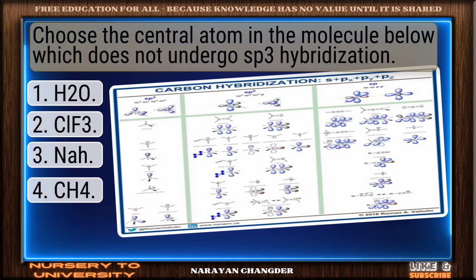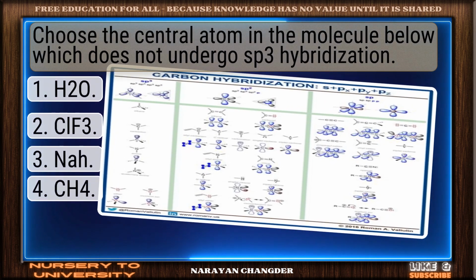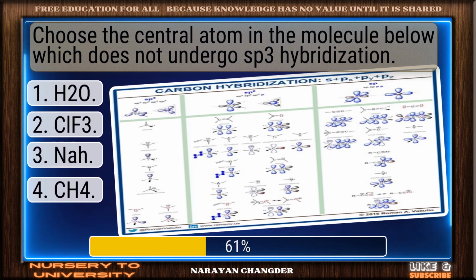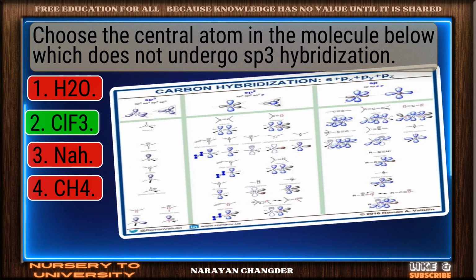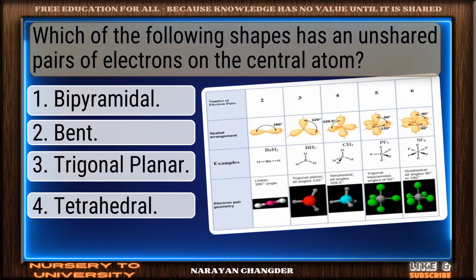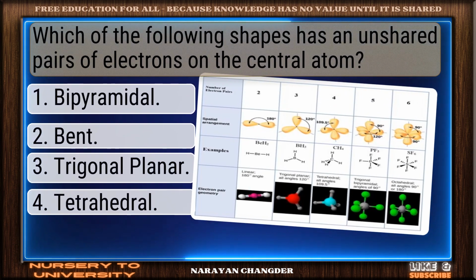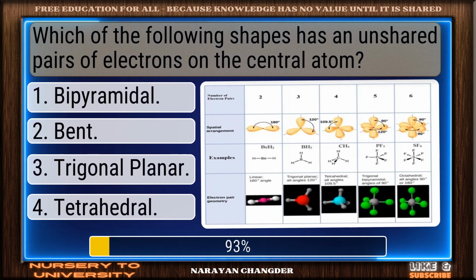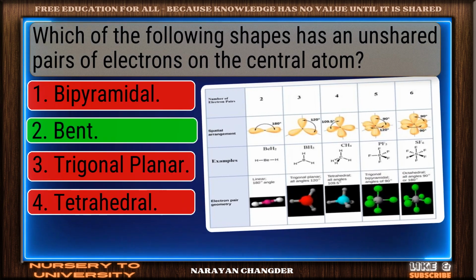Choose the central atom in the molecule below which does not undergo sp3 hybridization. You got it. Your choice ClF3 is right. Which of the following shapes has unshared pairs of electrons on the central atom? Bravo, bent is the answer.